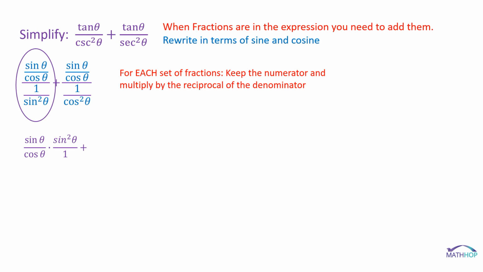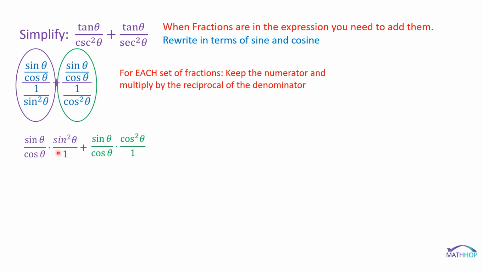And then we're going to add it to this fraction, right? We're going to clean that up. We're going to say we're going to add that to sine over cosine times cosine squared over 1. So we just rewrote these. We haven't actually done any math yet.